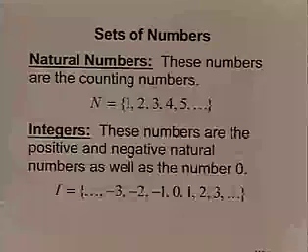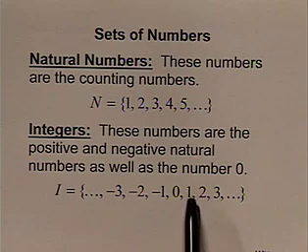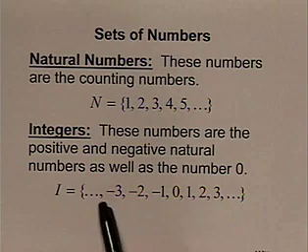The first two sets we want to be clear about are the natural numbers. These numbers are the counting numbers, 1, 2, 3, 4, 5, etc. A set similar to them are the integers. These numbers are the positive and negative natural numbers, as well as the number 0. So here are the natural numbers, here are the negative natural numbers, and the number 0.